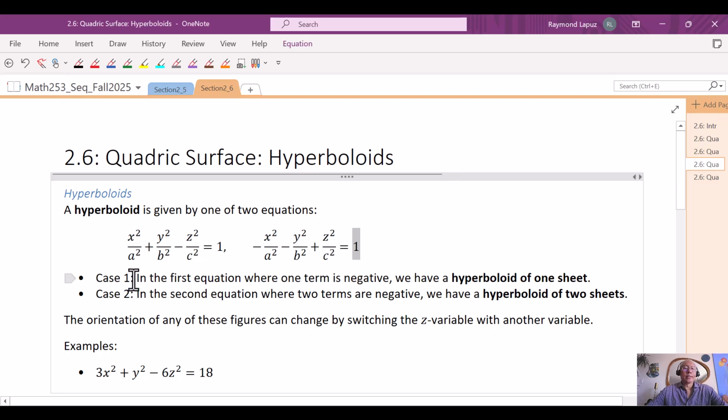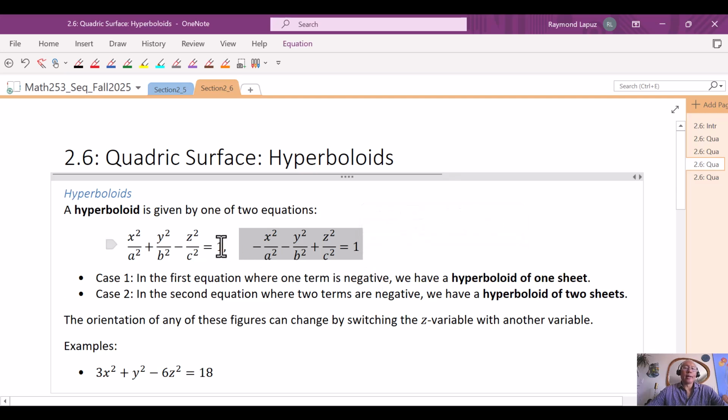So our first case is in our first equation, where one term is negative and the other two are positive. So think about that as one negative variable, and you have a hyperboloid of one sheet. In our second equation, that's going to be our second case, we will have two of the variables that are negative. And when we have two negative variables, then we have a hyperboloid of two sheets.